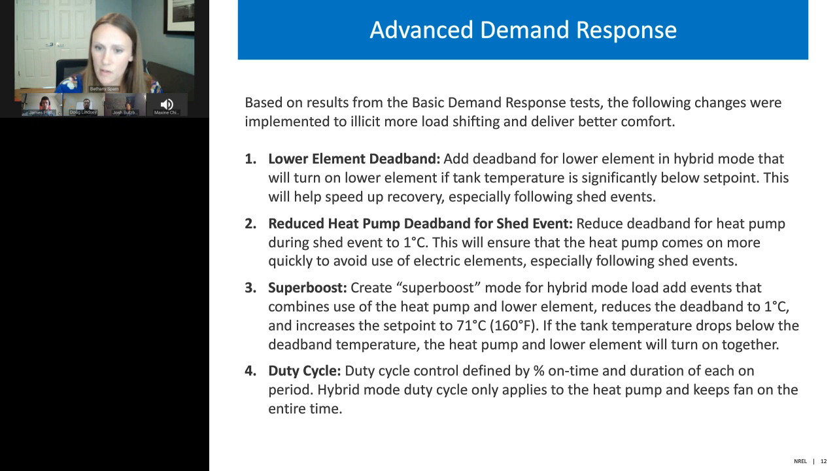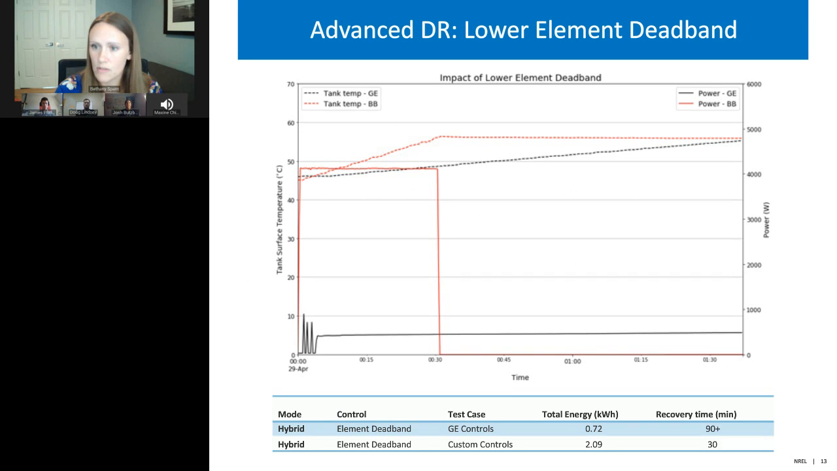And then the last one was a little bit different. We wanted to look at duty cycling of the compressor. This might have some adverse effects on the longevity of the heat pump, but it would produce a very nice and predictable load shape, especially if you had fleets of water heaters doing this. So I'll just quickly go through some of these results.